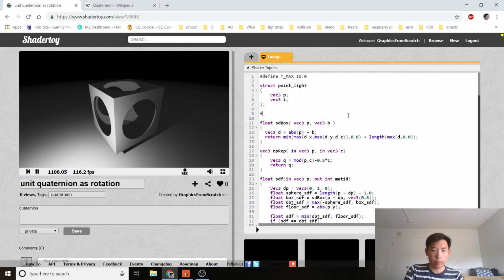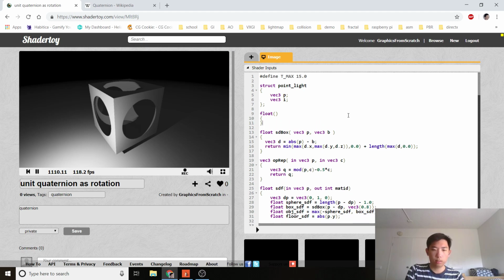The indentation is all messed up, which is surprising. Not surprising, actually. It's quite common.